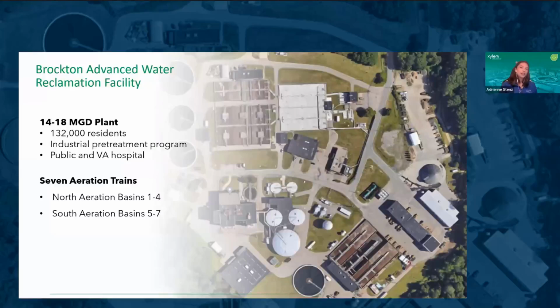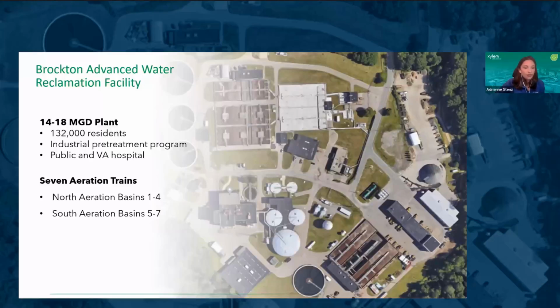Brockton Advanced Water Reclamation Facility is a large wastewater plant located about 30 miles south of Boston, Massachusetts, averaging about 14 to 18 million gallons per day. The influent water for the plant is mainly residential, serving 3 communities that total about 130,000 residents. They also have 2 septage receiving sites, an industrial pretreatment program, 2 public hospitals, and 1 VA hospital that discharge into the wastewater plant.